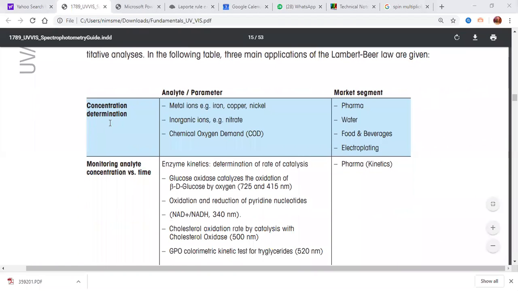Concentration determination of metal ions, for example iron, copper, nickel, in the pharma industry, water industry, food and beverages industry, and electroplating, everywhere. Metal ion concentrations we can identify using UV visible spectroscopy. Inorganic ions, for example nitrate, and chemical oxygen demand, COD, we can also determine using UV visible spectroscopy.